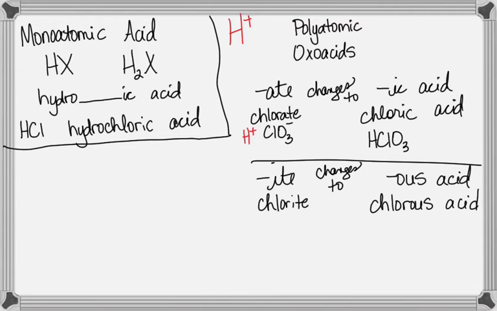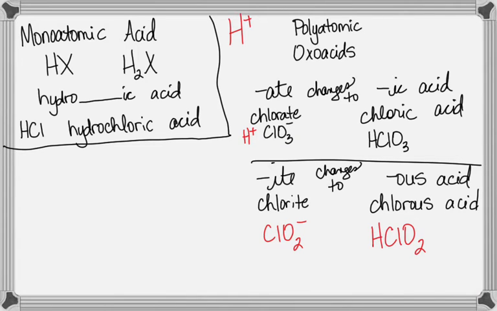To come up with the formula, we've got to work through here. What is chlorite? What does that polyatomic ion look like? ClO2 with a -1 charge. Put an H plus with that, swap and drop. What's the formula of chlorous acid? HClO2. Make sense? Okay.